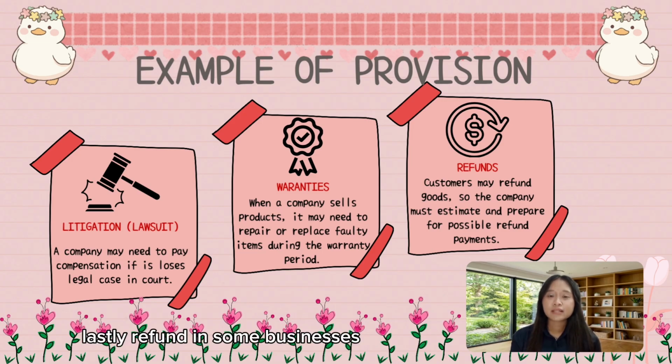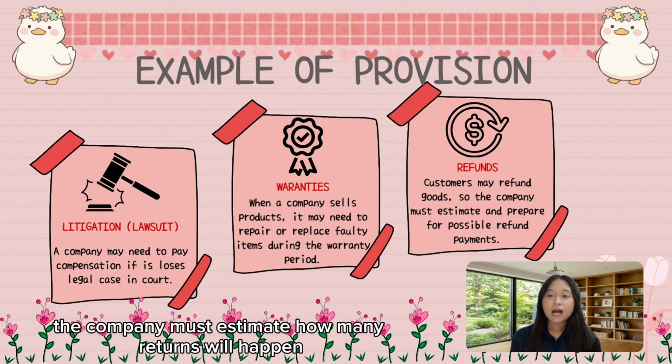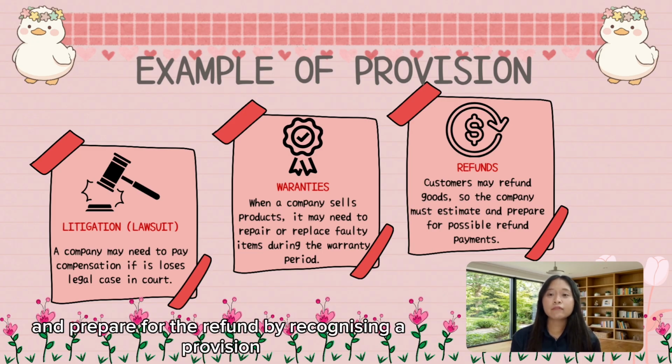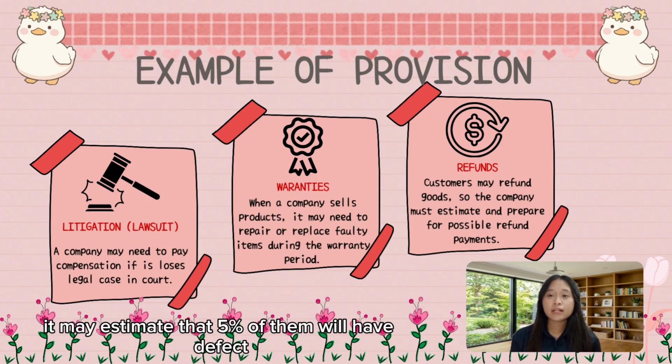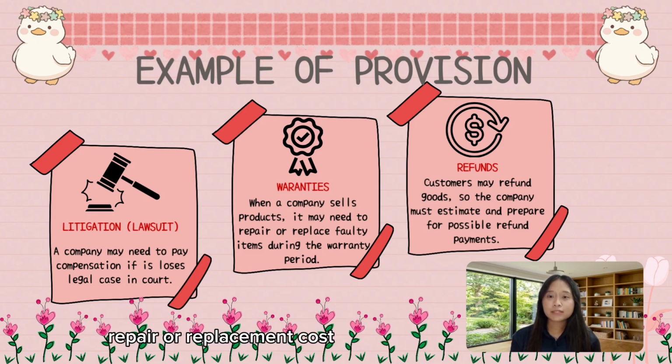Lastly, refund. In some businesses, customers are allowed to return goods and get their money back. The company must estimate how many returns will happen and prepare for the refund by recognizing a provision. For example, if a company sells 1,000 phones, it may estimate that 5% of them will have defects, so the company will record a provision for the expected repair or replacement cost.